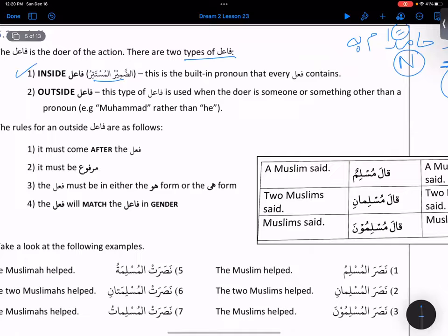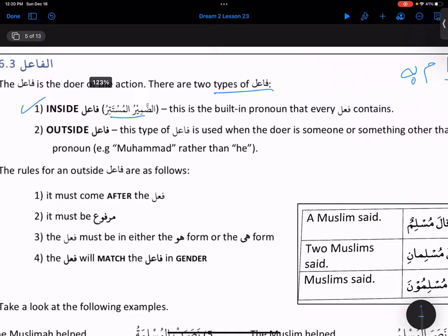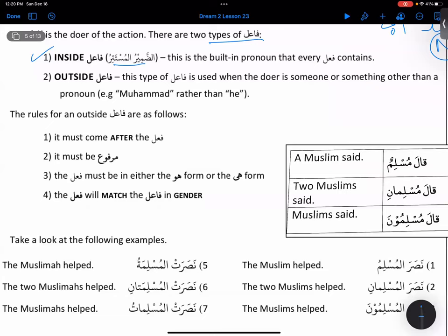Because when we say Nasara, right, the first Hua version, there is no indication of where Hua is. But we are learning that whenever in Madi, the very first sigha ending on just fatha, like kataba, nasara, they have huwa version in it. And when I say nasara with alif, then this alif is basically the mir mustatir, the file inside, which is huma. So this is how we say that file is inside. This is the built-in pronoun that every fail contains. The mir mustatir, or inside file, every fail is going to have.